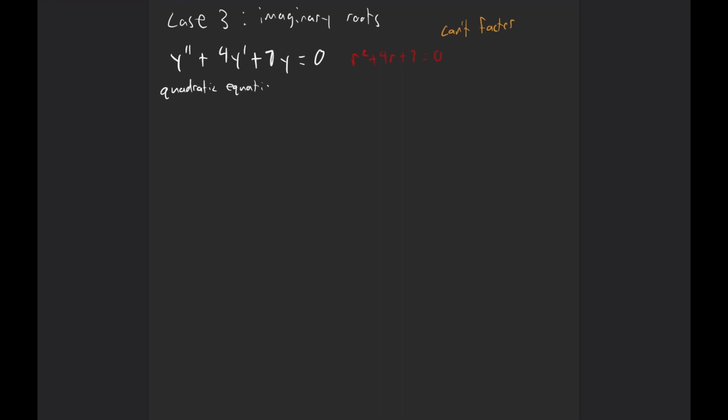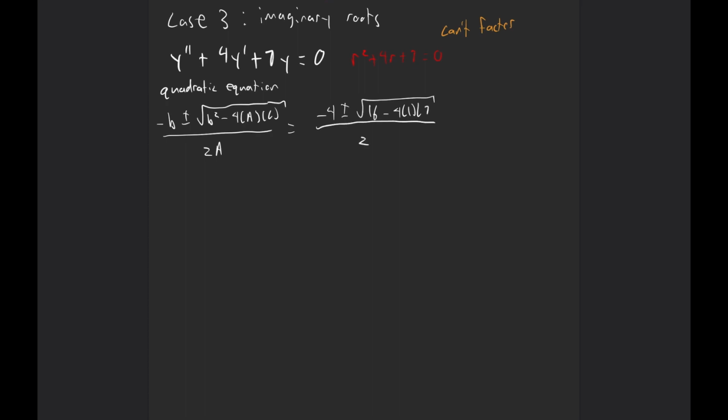So here we have the characteristic equation r squared plus 4r plus 7 equals 0, and now we have to use the quadratic formula to find the roots because we can't factor this thing. So we have -4 plus or minus the square root of 16 minus 4 times 7 over 2a, which is just 2, which is equal to -2 plus or minus the square root of -12 over the square root of 4. And the square root of 4 is just 2, and we wrote it that way so we could put it under the root. So we have -2 plus or minus the square root of 12 over 4 times i, and we pulled out that i, which is the square root of -1, and this is our two solutions.